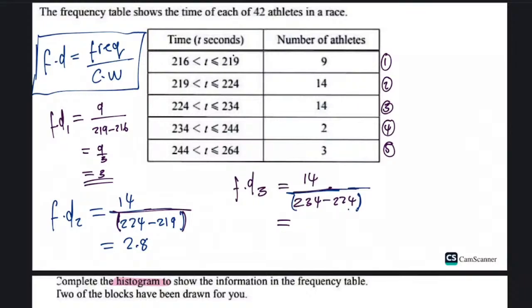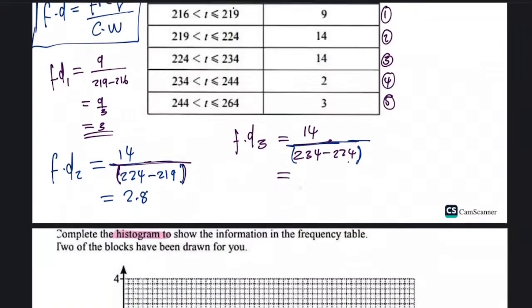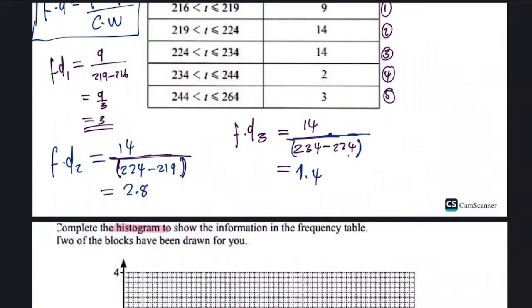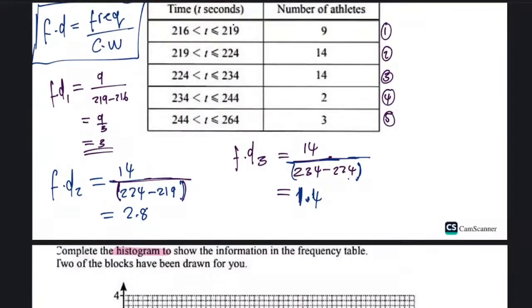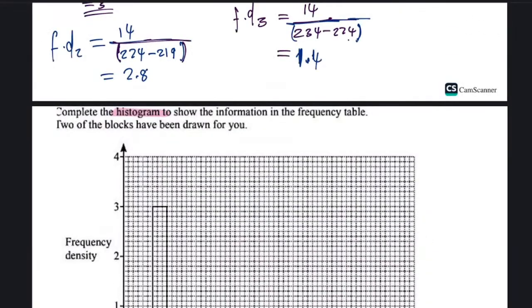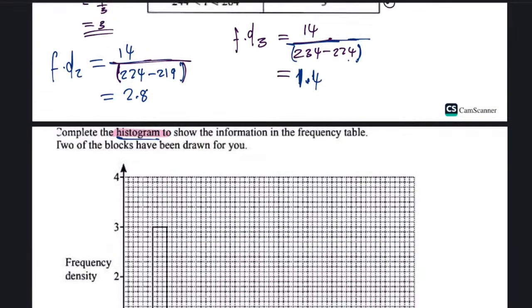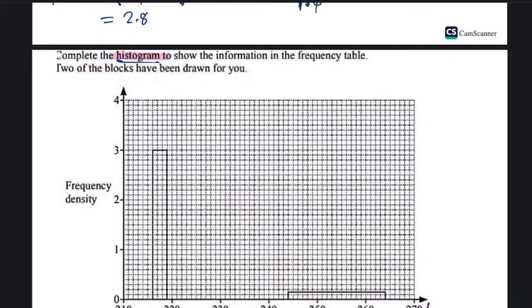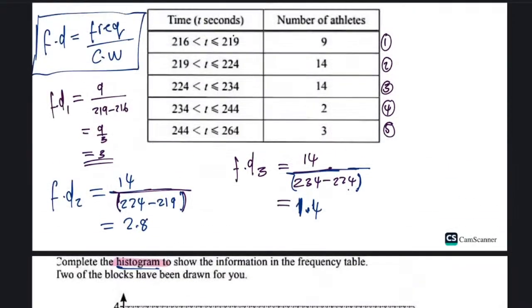So you now say 14 divided by, we open the bracket, 234 minus 224. We do it like that. You get 1.4. So the solution here is 1.4. We need frequency densities or else we are not sketching a histogram. If you want a histogram, which is what they said you must sketch, then you need to make sure you've got frequency density. So either way, let's finish it up. Let's do the fourth one and the fifth one, and we are done.